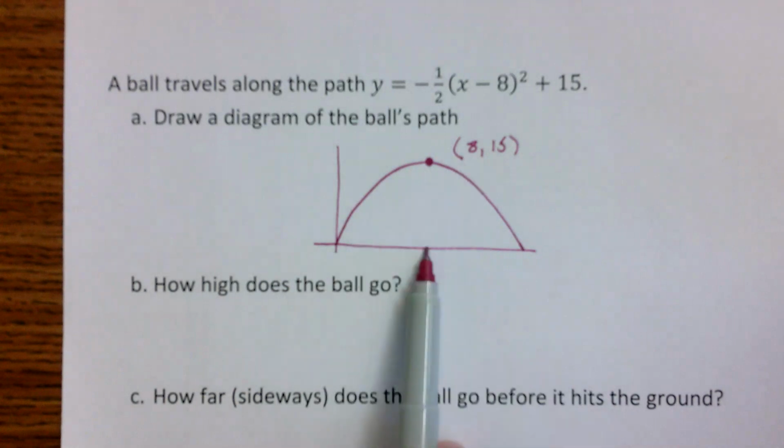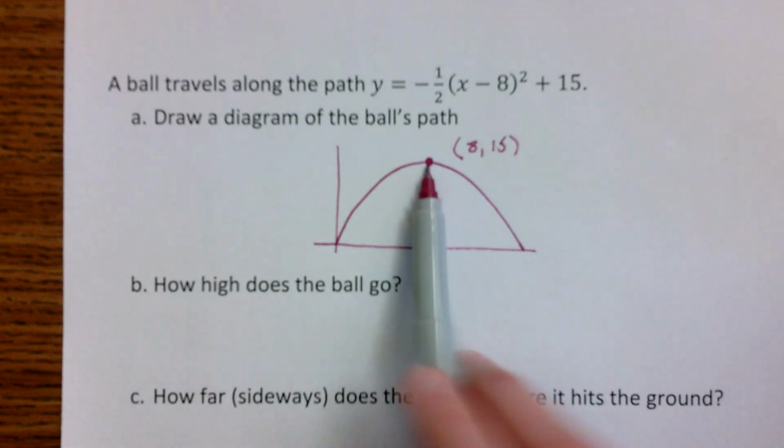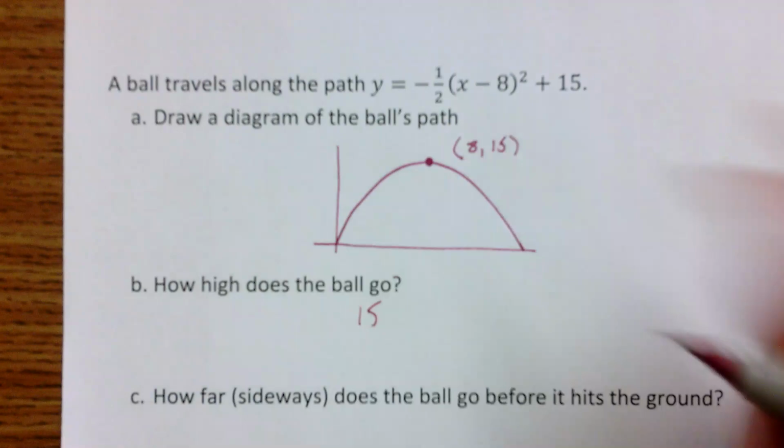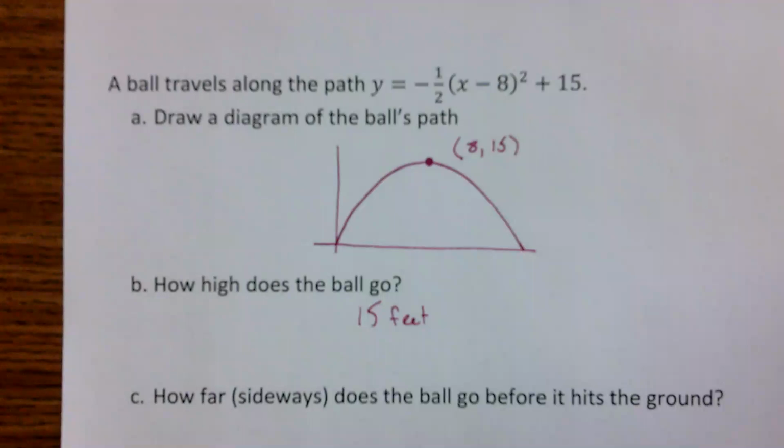So remember how points work. You run and then jump. And we want to know the height. We want to know the jump part, so that would be the 15. Okay, so the ball is going to go 15. It doesn't actually say if it's feet or not, so I'm going to go ahead and write feet.